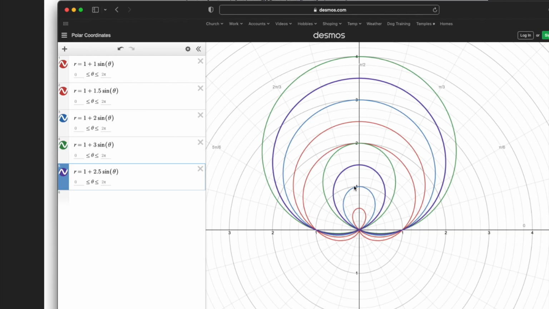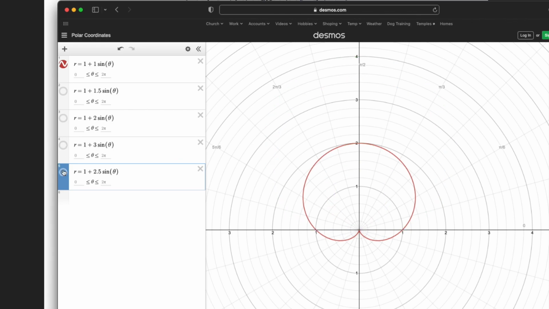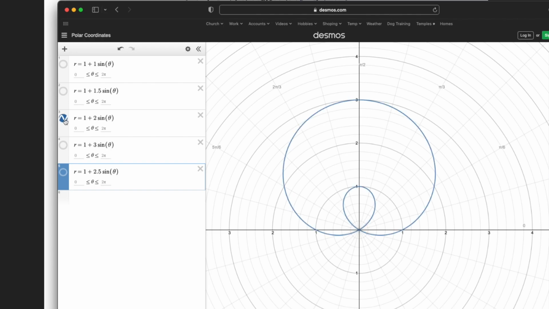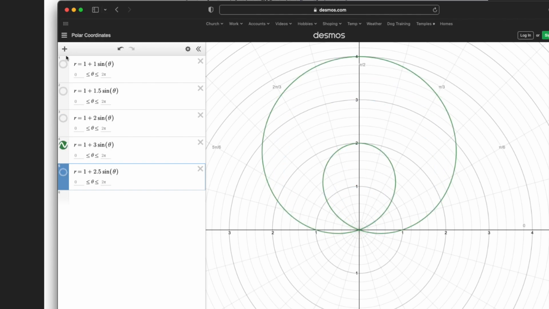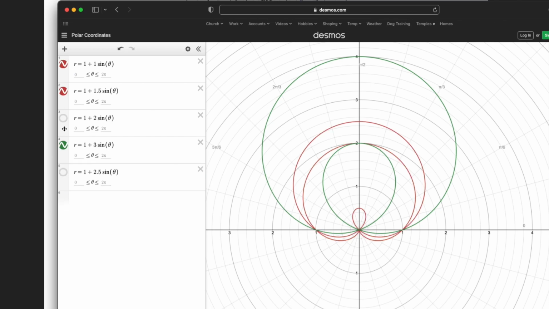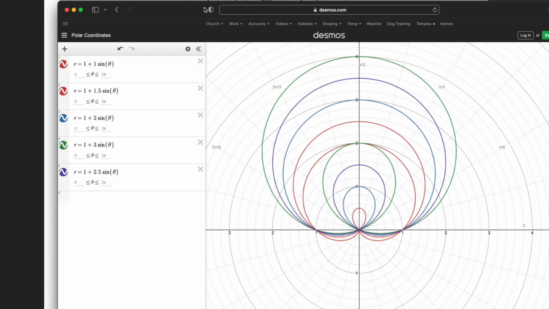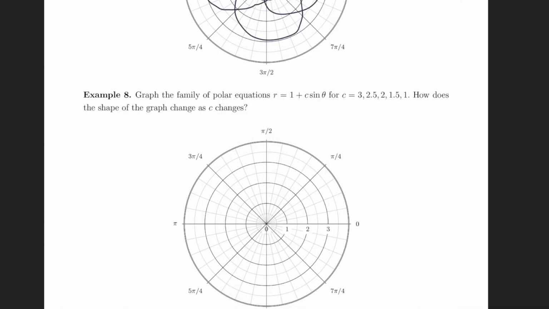All right, so what do we have here? Let's go ahead and do this slowly. It starts off as a heart shape, and then it gets a little bit bigger, a little bit bigger, a little bit bigger, and a little bit bigger. So that's what we're looking at here. So let's look at all these, and then we're going to just draw this on our papers. And so here's a family of solutions as we increase that.